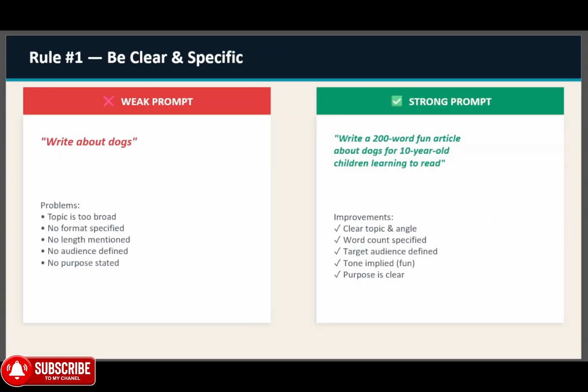Rule number 1, be clear and specific. The slide shows a weak prompt and a strong prompt using the same topic. The weak prompt is: write about dogs. The strong prompt is: write a 200-word fun article about dogs for 10-year-old children learning to read. Now, I could just tell you the strong one is better, but I want to show you. Let me pull up the actual AI responses.